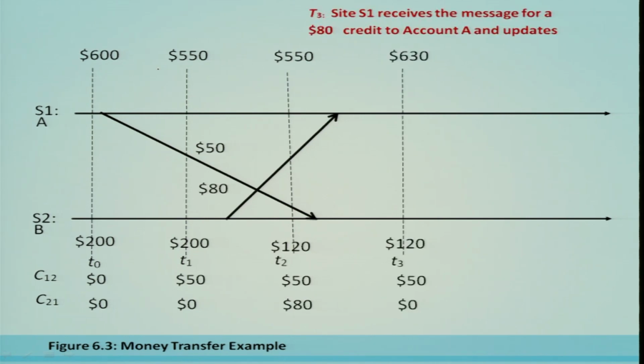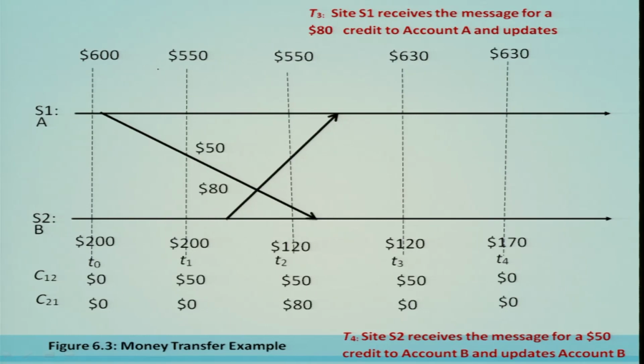So let us see this complete scenario of the transaction between sites S1 and S2 in this particular figure 6.3, the money transfer example. Here you can see that at time T0, site S1 has account A with 600. After time T0, it has sent a request to transfer 50 from A to B. Just after sending this request, the amount of A will be decremented, and this request will reach S2 after time T2. Now after T2, the scenario will be like this.